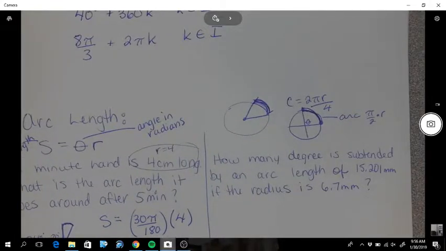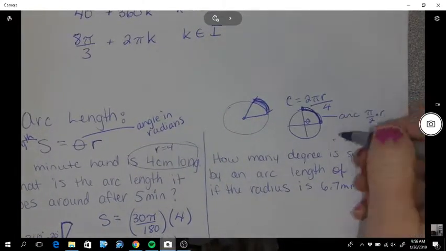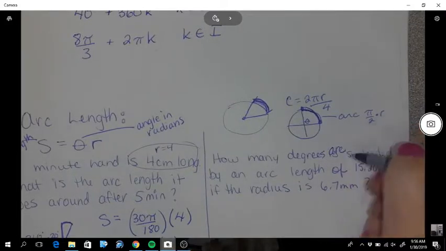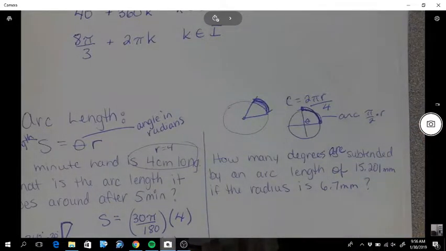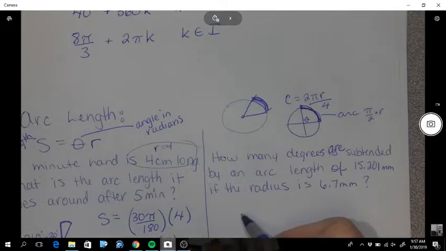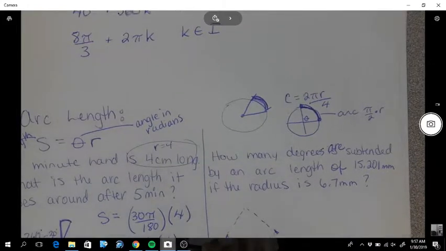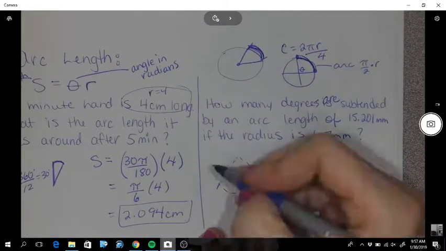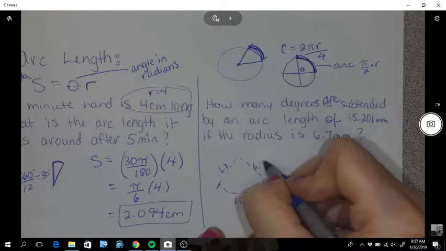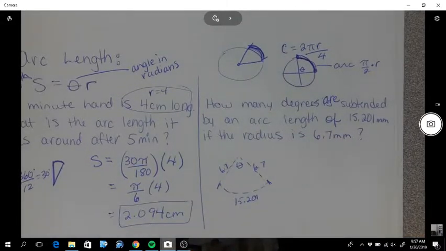Okay, number 2. How many degrees are subtended by an arc length of 15.201 millimeters if the radius is 6.7 millimeters? Now I know my arc length, and I know my radius, so what is the angle measure?